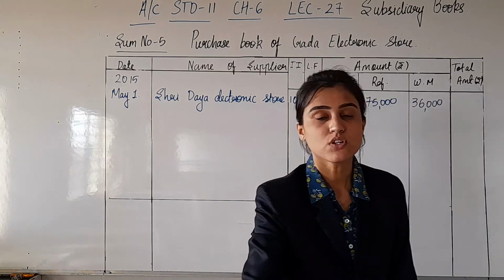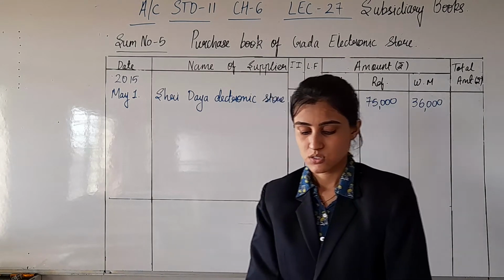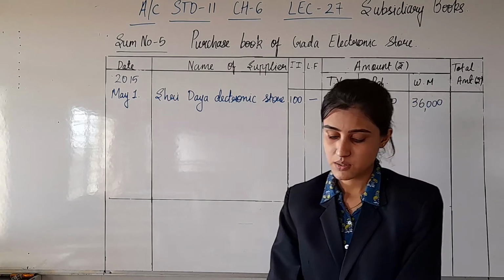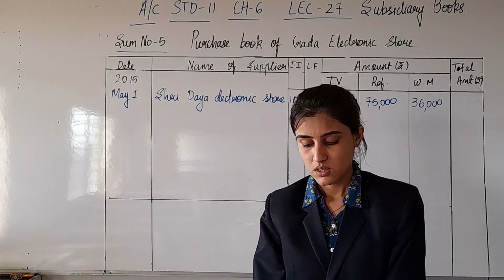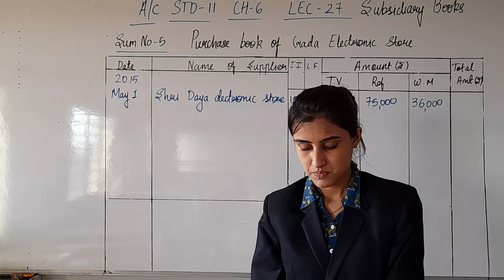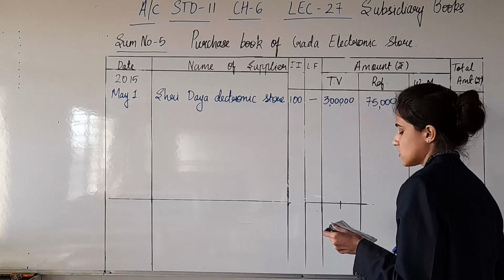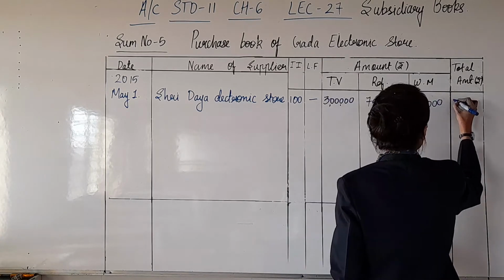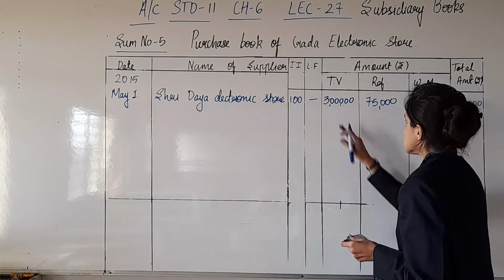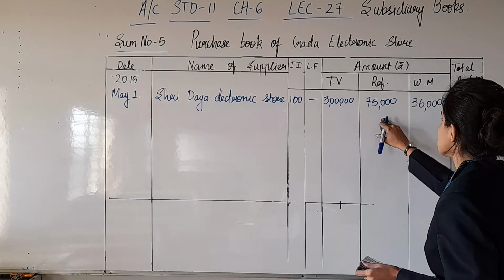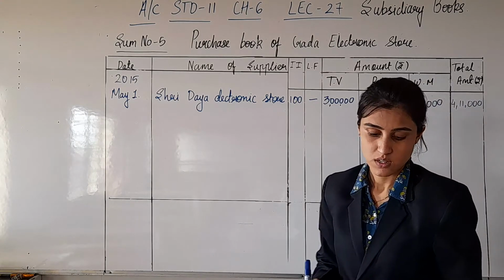Now talking about the total amount, please use your calci for this. So firstly it is 3 lakh, then 75,000, then 36,000, and that is 4 lakh 11,000 rupees. 3 lakh plus 75,000 plus 36,000, 4,11,000 rupees.